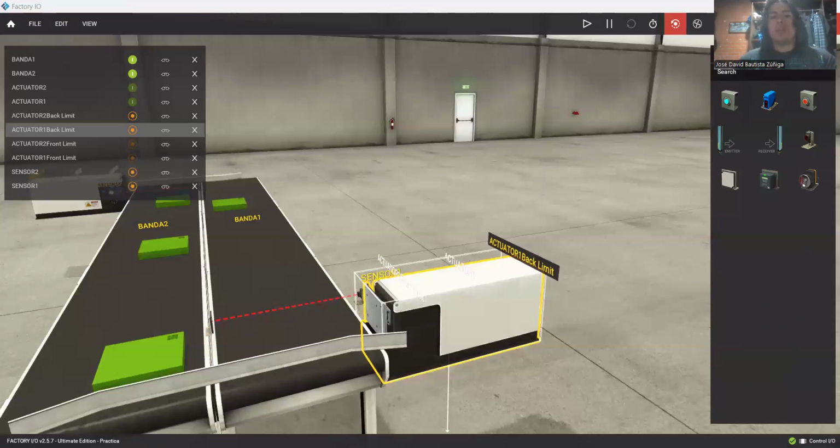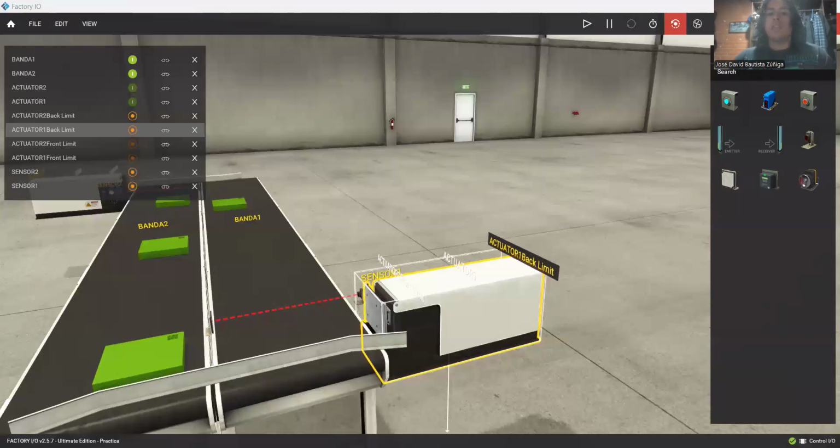So as we can see in this line right here, it's going to make the band move again. Okay, so let's repeat it again so I can explain myself a little bit better. I turn on the band, I turn on the system. The band is going to be moving with the box in it.